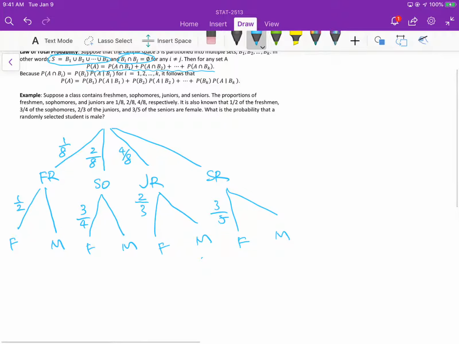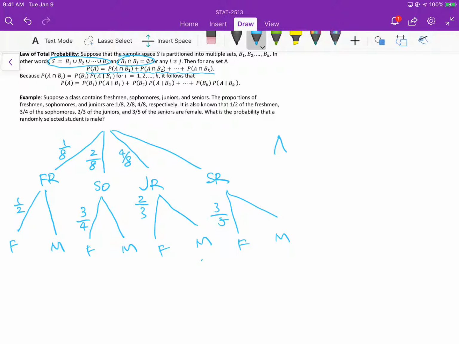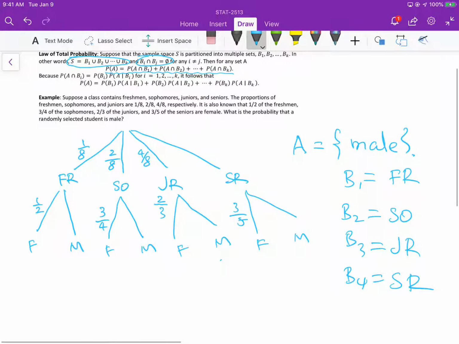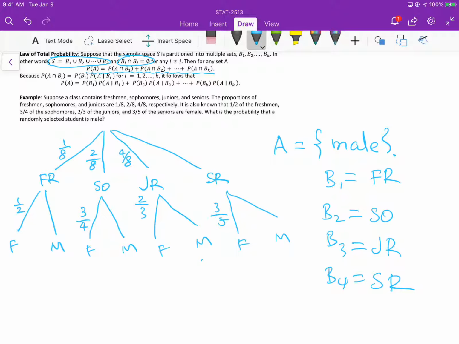If we compare with our formula, A is just the event of male. And we have B1, B2, B3, and B4, which correspond to freshman, sophomore, junior, and senior. Then we can apply that formula. First, the problem tells us some probabilities, but some of the probabilities are missing, so first we need to fill them in.